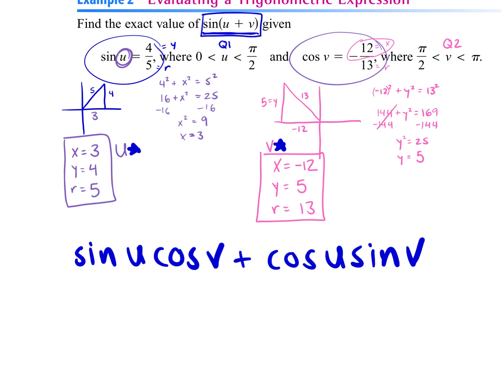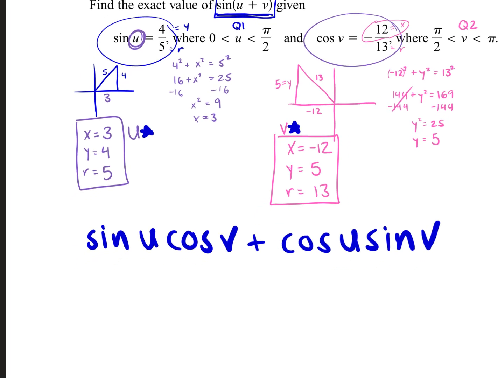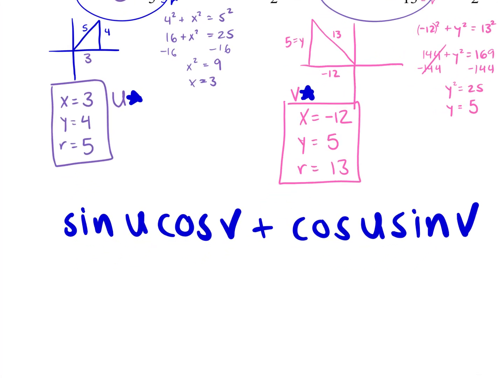So first one is my u triangle, sine of u. Sine is what over what? Y over r. So plugging in my values, my y is 4 and my r is 5. So 4 over 5. Now cosine of v, I'm going to my v triangle over here. Got to look at this one. Cosine is what over what? X over r. So this would be negative 12 over 13. I have plus.